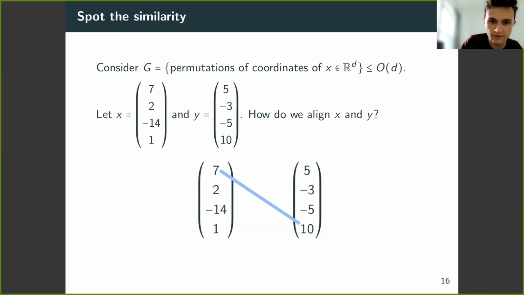I'm going to take the largest thing on the left, which is 2, and the largest thing on the right, which is 5. I'm going to line them up. And then the largest thing on the left is 1, and the largest thing on the right is negative 3, so I'm going to line those up. And then negative 14 and negative 5 get lined up, and their negative signs cancel, and we get a lot of bonus points for that.